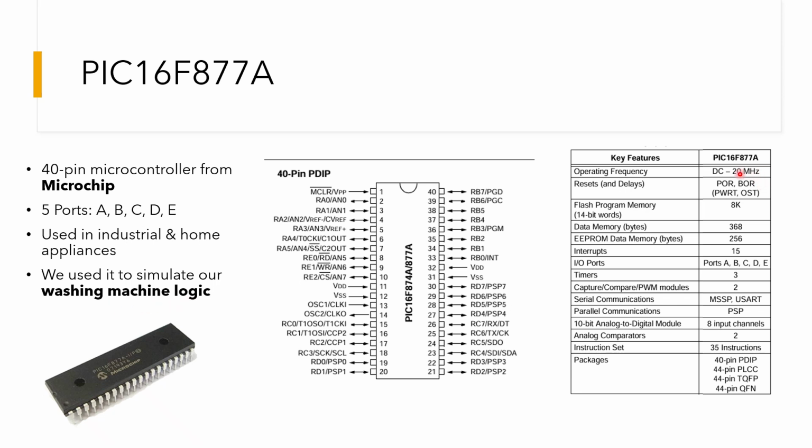So you can see the operating frequency, which is 20 megahertz, which we have used, and flash program memory is 8K, and data memory is 368 bytes, and EEPROM that we have discussed, which is 256, interrupts 15, ports 5, timers 3, and capture and compare that is 2. Serial communication is MSSP and USART, and parallel communication is PSP. So it has 8 input channels and 2 comparators, and it has 35 instruction set. Packages: 40 pin PDIP.